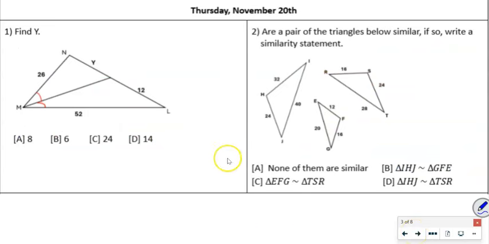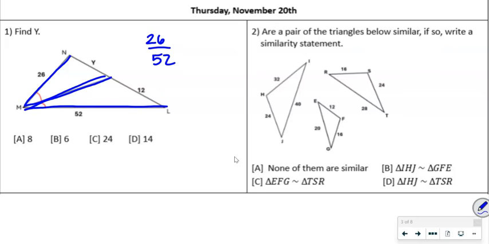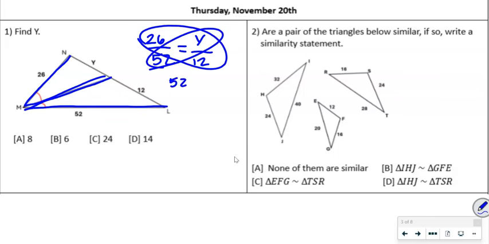All right, so our next one says find y. Okay, so because these two angles at M, because this angle here is congruent to that angle there, then we have a ratio. We could say 26 over 52 is equal to the sides that are opposite our angle, y over 12. Again, cross multiplying here. So this would be 52y is equal to 26 times 12 was 312. So once again, we're dividing both sides by 52 here. So this is going to be 6.